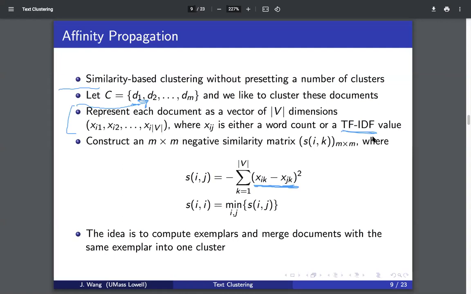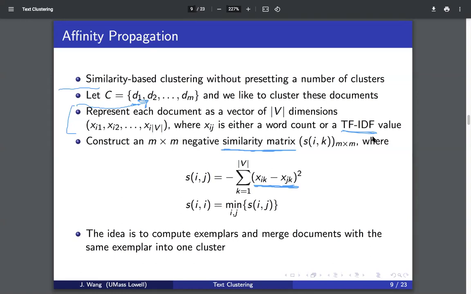Then the first step for AP is to compute a similarity matrix. So this is a similarity matrix. The value in this matrix is: you first compute the distance, and then we take the opposite, a negative sign, to indicate similarity. So this is one way to come up with a similarity matrix.